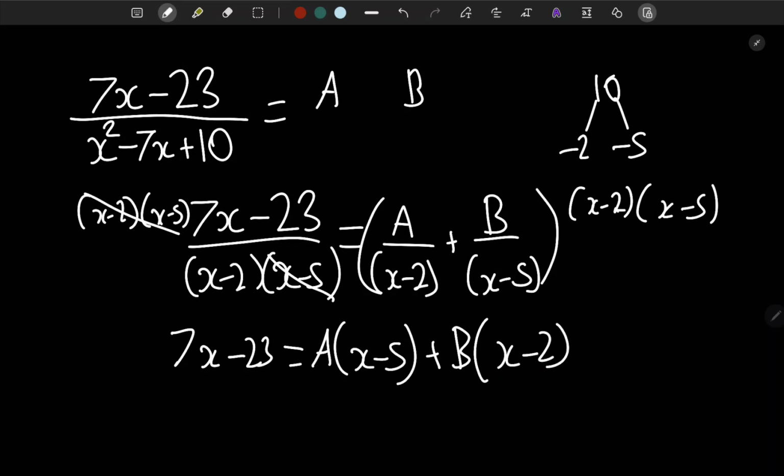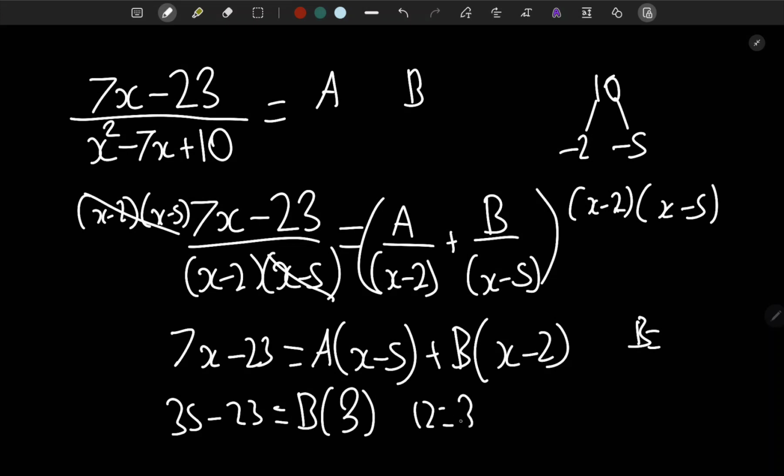And now it's pretty straightforward. We can solve for a and b, and we can substitute x as 2 and 5. I can just do that quickly right now. So let's substitute 5. We'll get 35 minus 23, which is 12, so the a term is going to be 0. Then b into 5 minus 2 is 3. I'm not going to go into details here, so just solve for b. We'll get 12 is equal to 3b, and b is equal to 4.